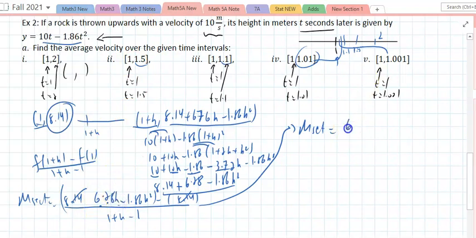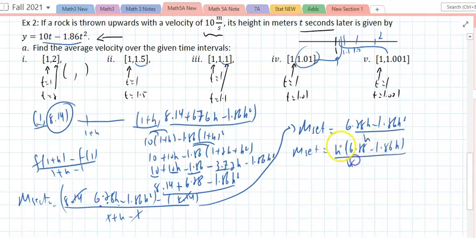So I'm left with 6.28h minus 1.86h squared over h. Factor h out. Again, this might seem like a lot of work. The slope of the secant is actually 6.28 minus 1.86h. Now all I have to do is figure out what h is.